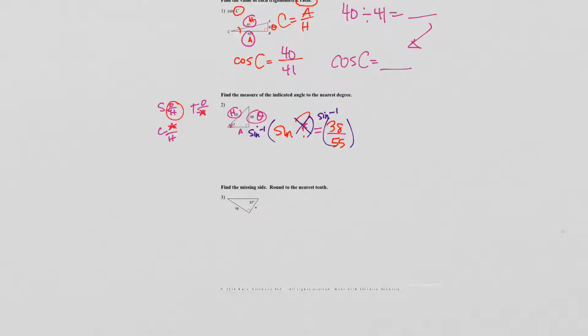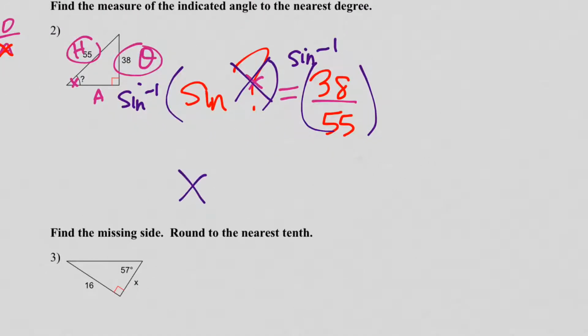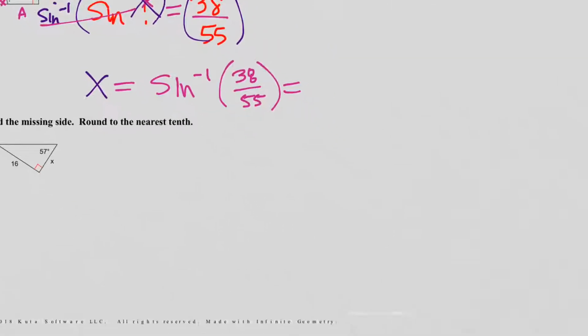So now in your calculator, because sine inverse and sine would cancel out, you would type in sine inverse of 38 over 55. And whatever that value gives you would be your solution.